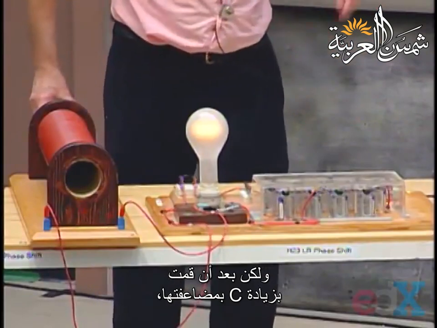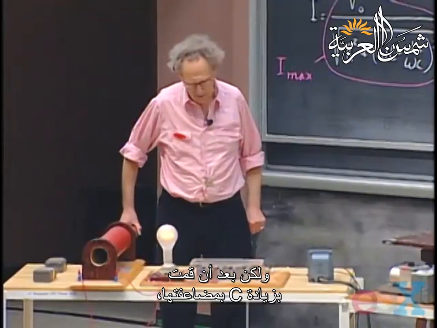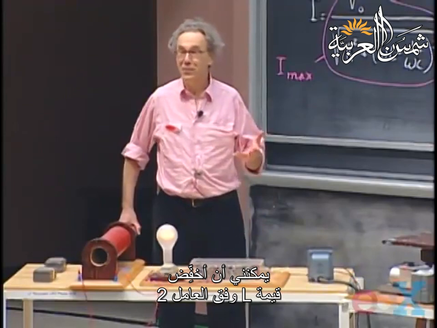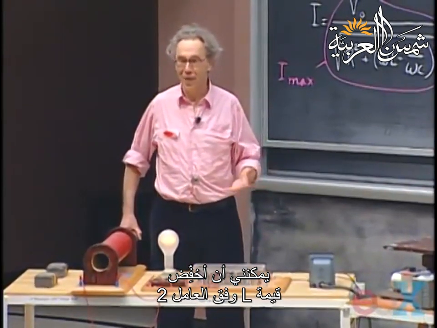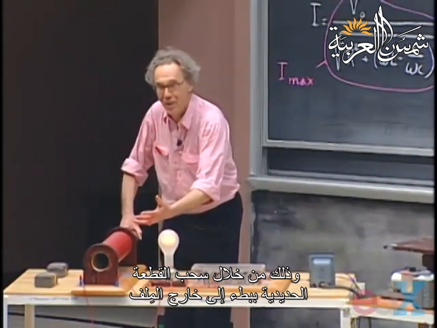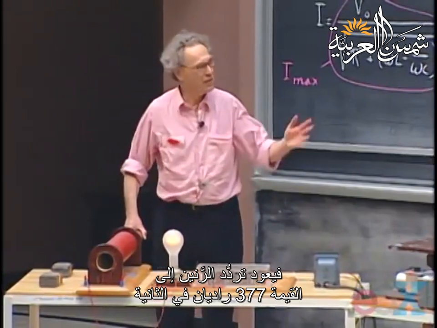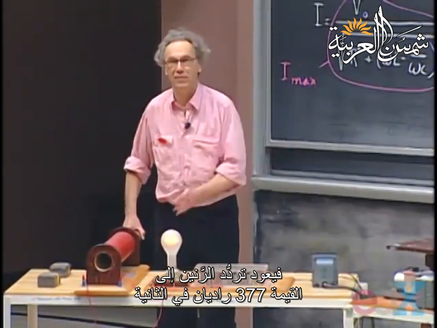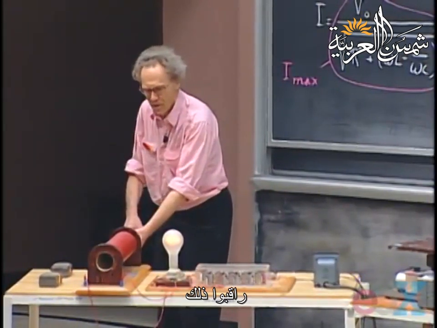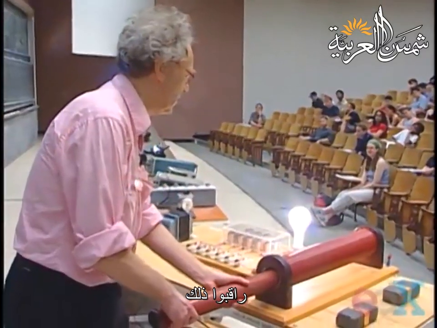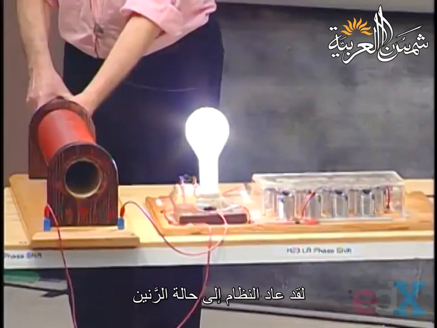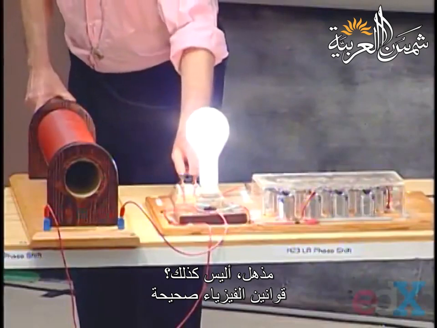But if I increase C, I doubled it, I can decrease L by a factor of 2. All I have to do is pull the iron slowly out. And then the resonance frequency comes back at 377 radians per second. Watch it. Back on resonance. Amazing, isn't it? Physics works.